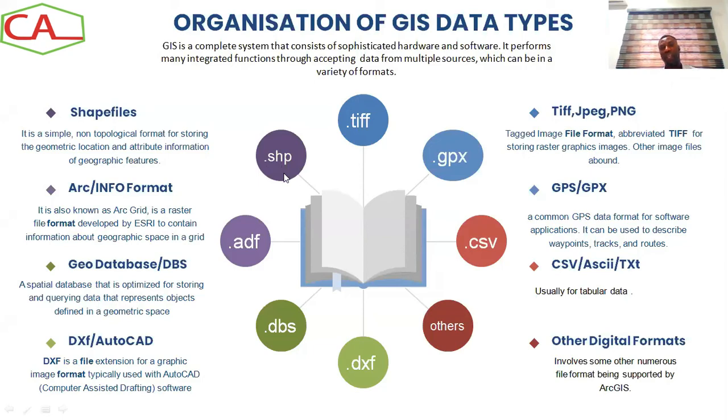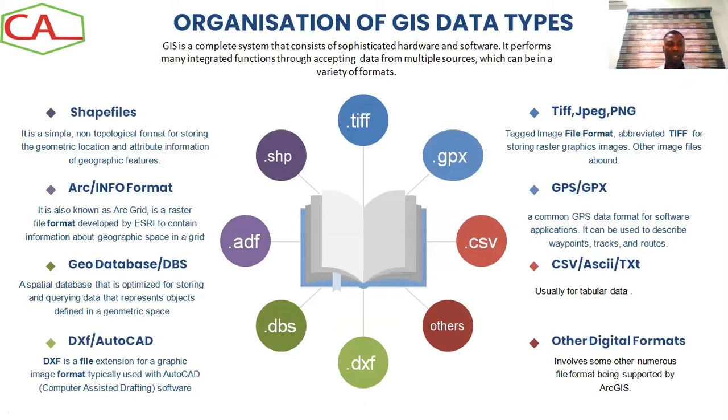The essence of knowing these strings is to enable us to understand a particular kind of data whenever we are looking for data. So if we are looking for a shapefile, every shapefile data is stored with this string, .shp. Another very important one is the @info data. This is also known as @grid, a raster file format developed by Esri to contain some information about geographic space in a grid. We'll talk about the DBS, which, whenever you see it, is the database data format. Then this DXF, the AutoCAD, is very, very popular.